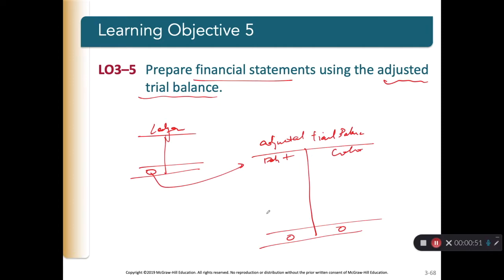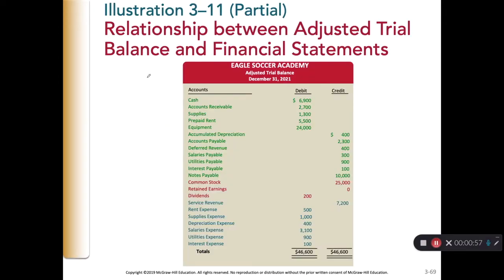So right now, based on the adjusted trial balance, we want to talk about how we communicate with outsiders. To communicate with outsiders, we need to use financial statements. Hence, based on the trial balance, we want to generate financial statements.